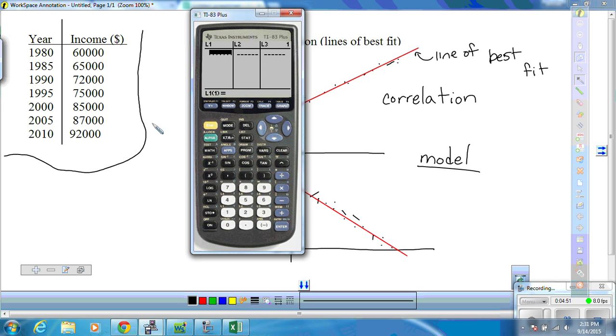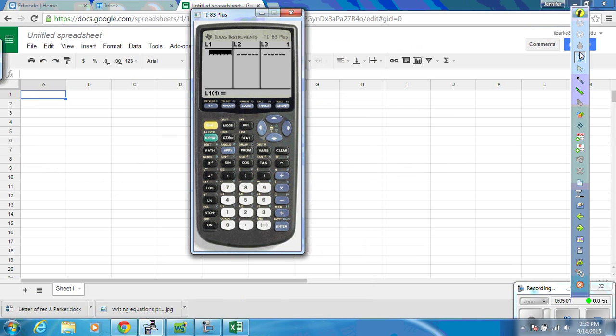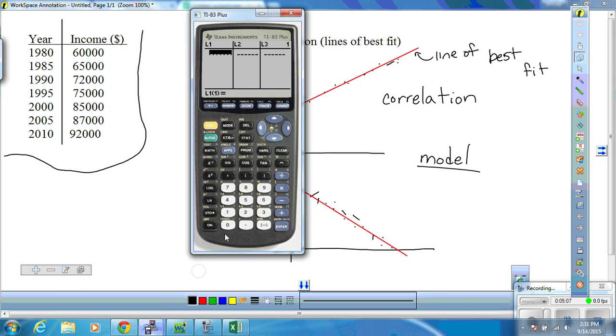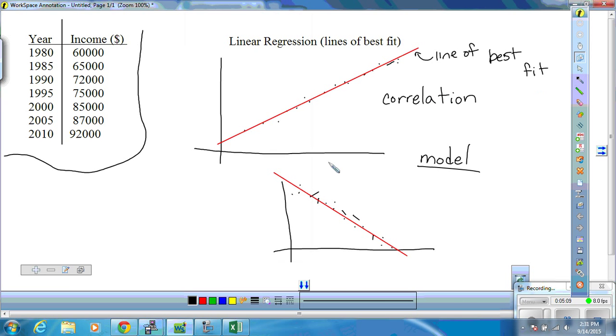One thing that I do want to point out, generally you'll just take data as it is and you'll put it directly into the X column, make L1 be your X column and L2 be your Y column. But sometimes you won't want to do that, especially if there is a year.